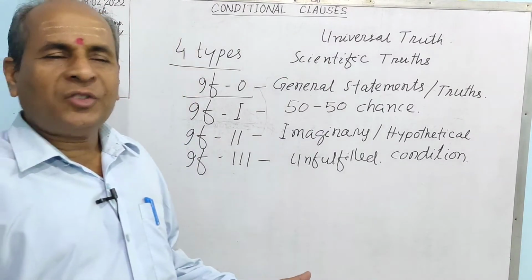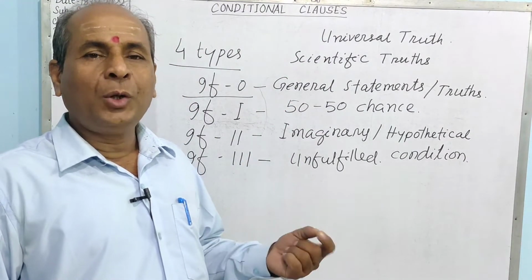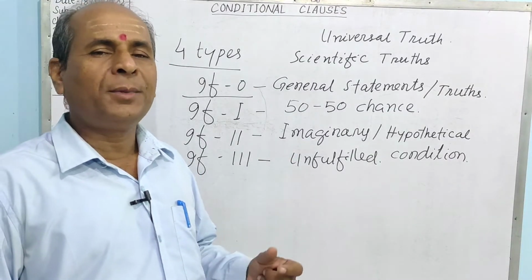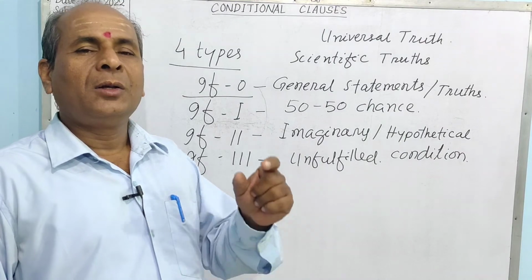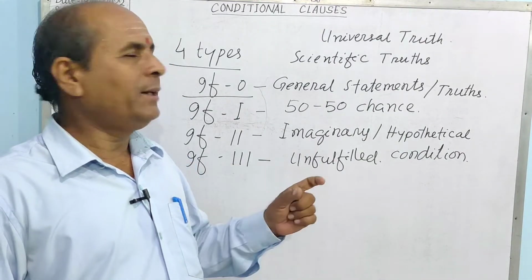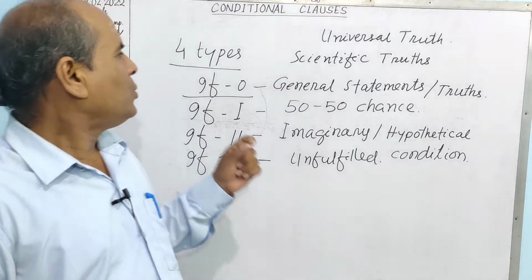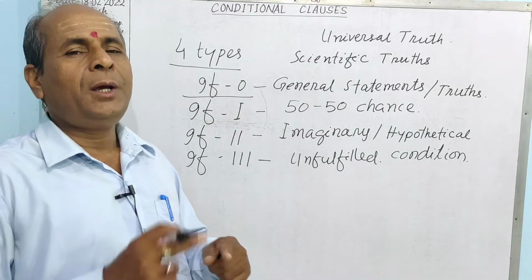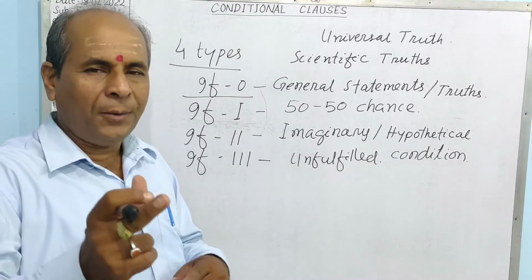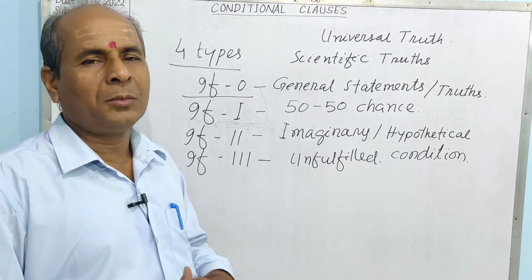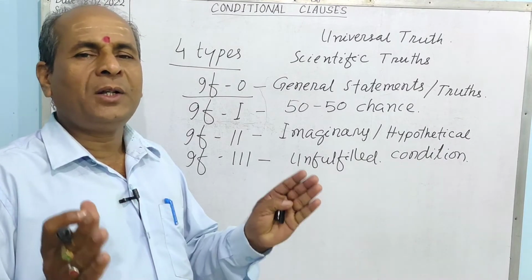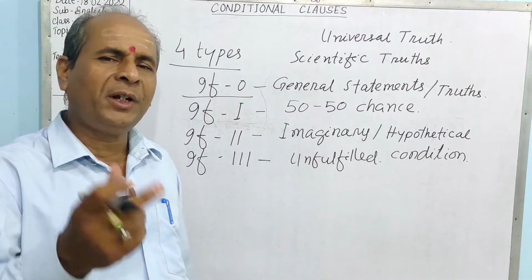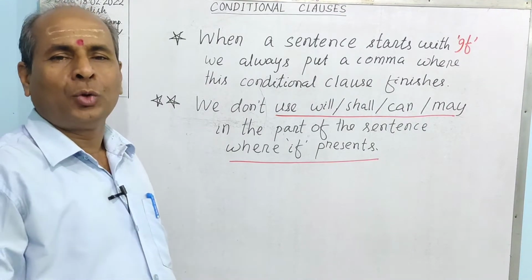So come, let's discuss one by one, if 0, if 1, if 2 and if 3, taking some proper examples and some rules and structures. First of all, we will know a very important thing. If a sentence starts with if, there must be a comma. The if part is the conditional part. Two important things are there. I will write them. You note it down. There are two major rules.